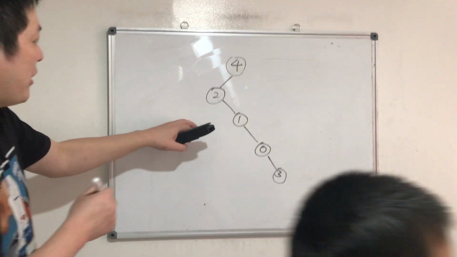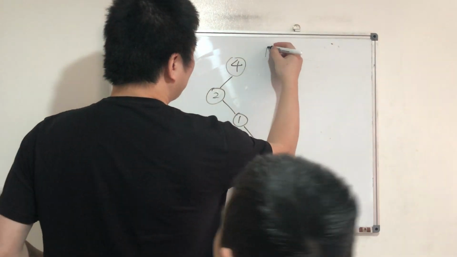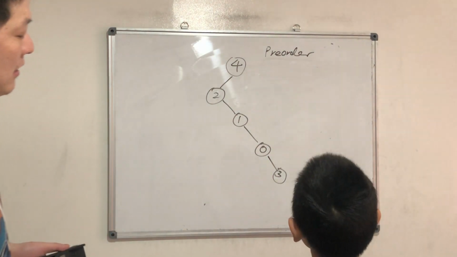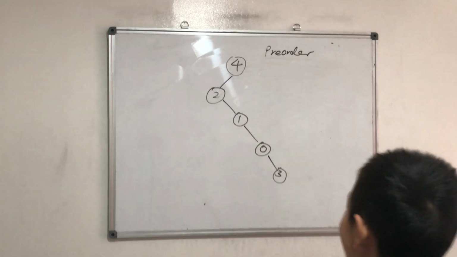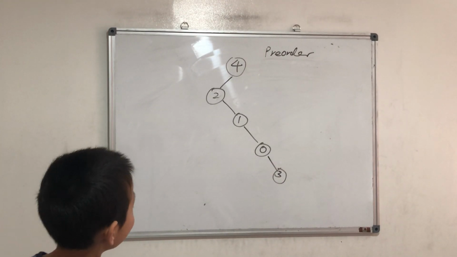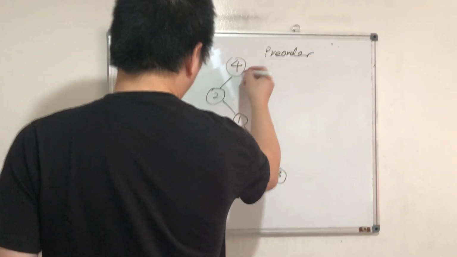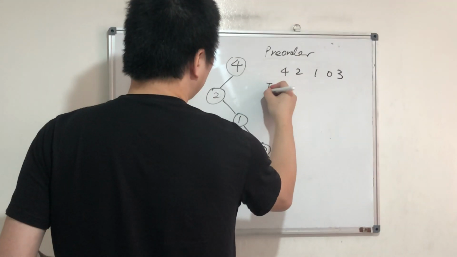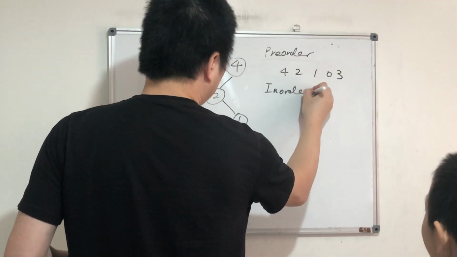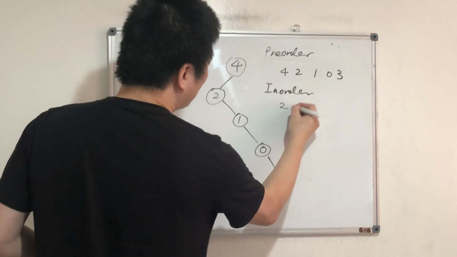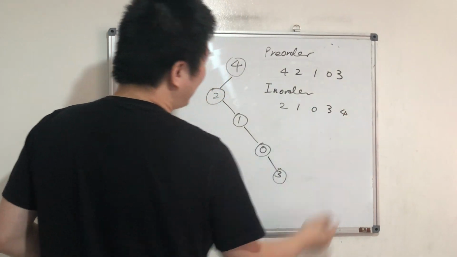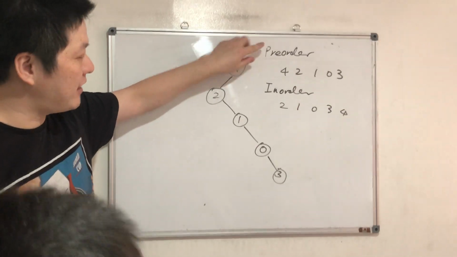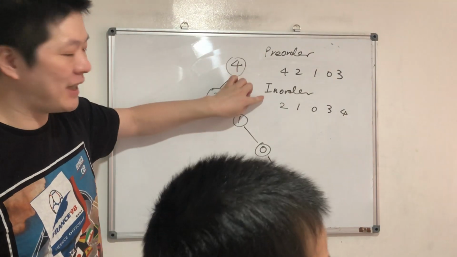So what's the pre-order of this? Can you give me an example? Okay, so it is 42103. And what's the in-order? 21034. Okay, so now, given this binary tree, we know the pre-order and in-order.